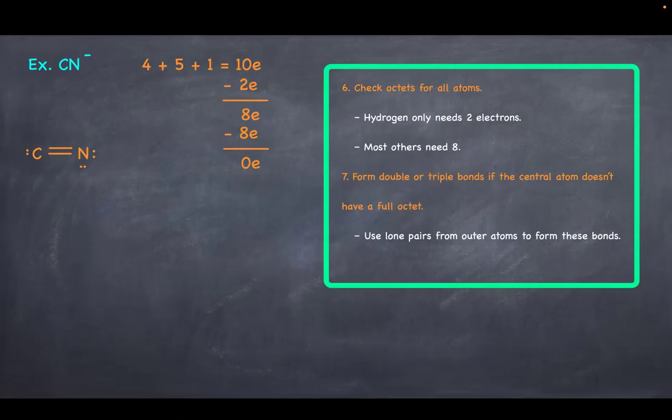And then I check for carbon again. Now it has only 6 electrons, still needs 2 more. So I have to grab another 2 from nitrogen and then make it shared between the 2 of them again. So this way your electron count is not changing. So you're still using 10 electrons in total in your drawing.